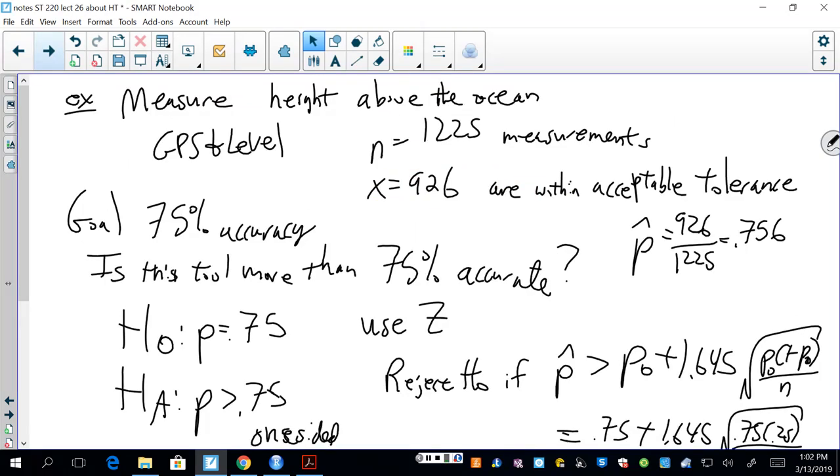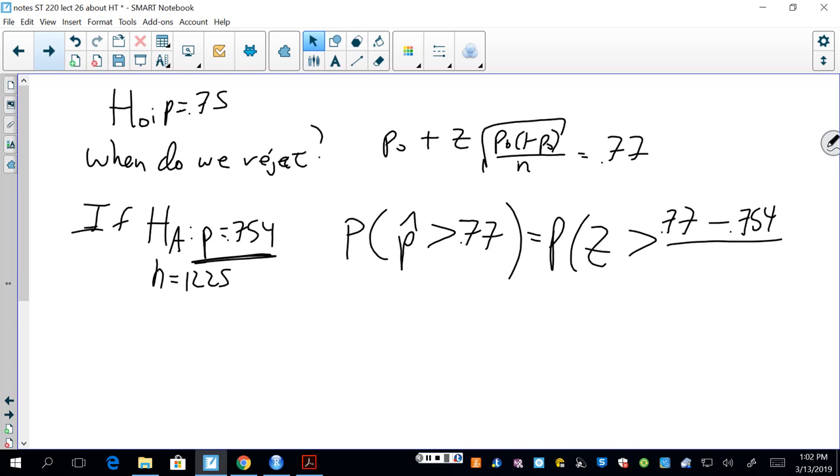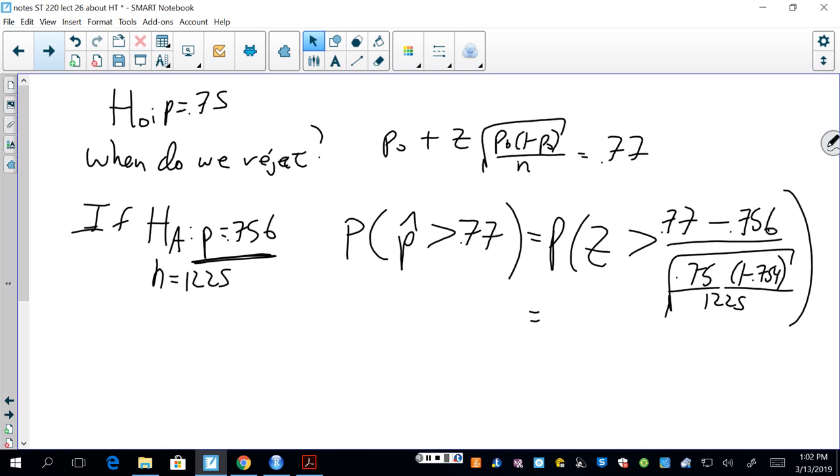So this becomes a second normal calculation. P hat is approximately normal, so we take our 0.77 value minus our 0.754 average. Now the standard error under this one is 0.754 times 1 minus that, over our 1225 sample. Sorry, I don't know why I have that in my mind, 0.754. The chance that you're bigger than that turns into a z value, the chance that you're bigger than 1.17. That's not very likely. To be above 1 standard deviation, that's only about 12%.